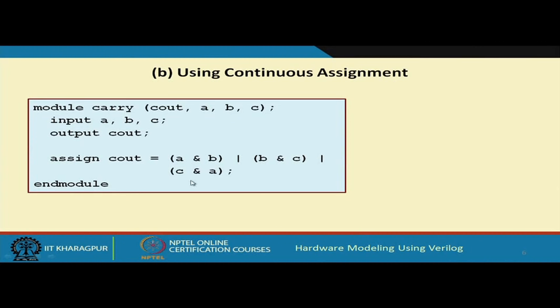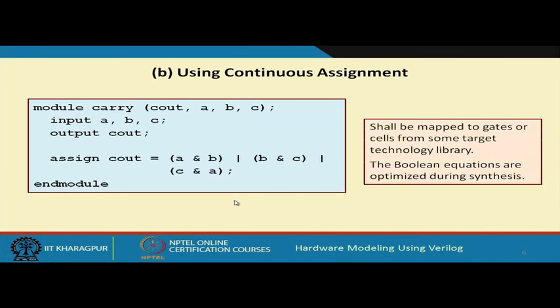Next, continuous assignment is something which we have also seen through many examples. Here we can use an assign statement to assign some Boolean expression to a variable which is of type wire. Now, this is a very simple example, a module which computes the carry output of a full adder. So, it is AB or BC or CA, right. So, here also we have not specified any gates, we are specifying just the function.